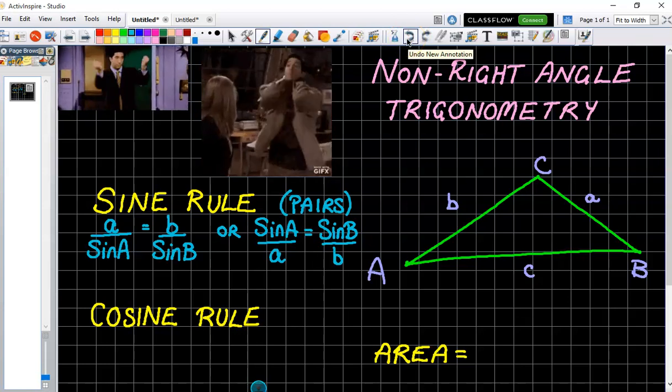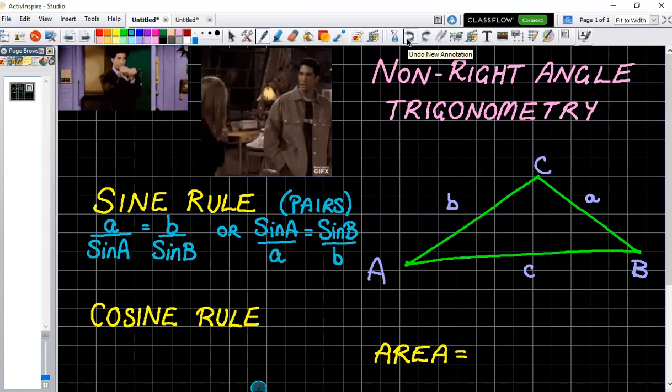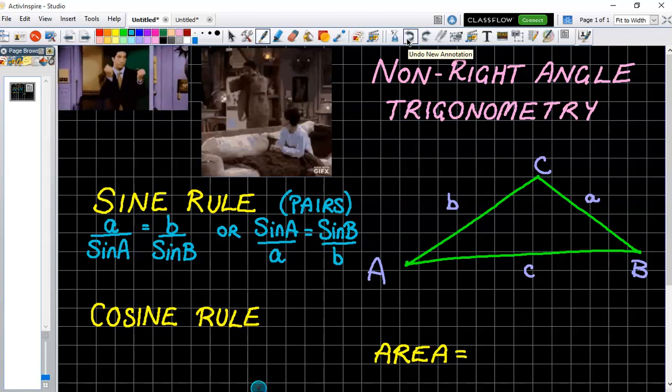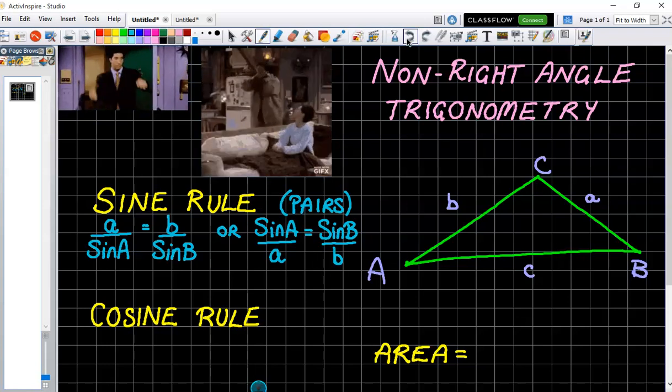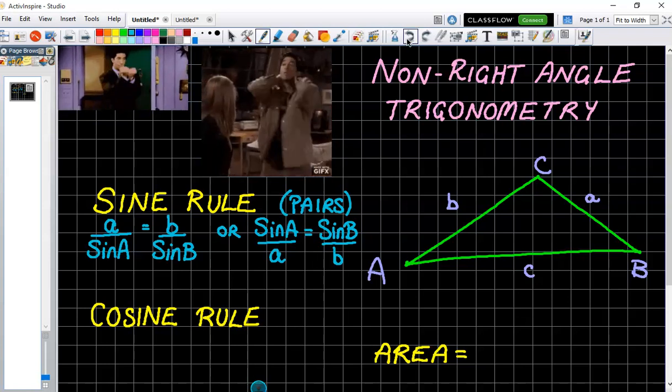So we're going to look at the sine rule today, and hopefully we'll get to look at the cosine rule halfway through, and that will then hopefully explain the GIFs. I love that. Does anyone know what Ross is doing there?